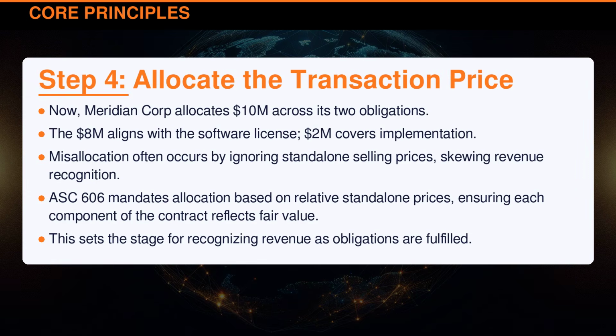Now, Meridian Corporation allocates $10 million across its two obligations. The $8 million aligns with the software license. $2 million covers implementation. This allocation often goes wrong by ignoring standalone selling prices, skewing revenue recognition. ASC 606 mandates allocation based on relative standalone prices, ensuring each component of the contract reflects fair value. This sets the stage for recognizing revenue as obligations are fulfilled.